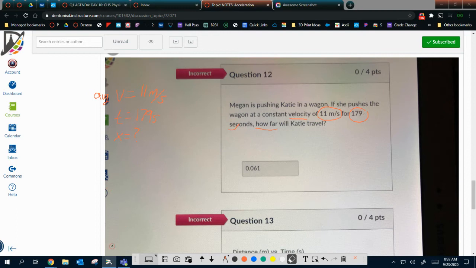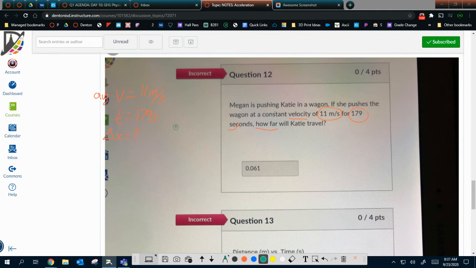Now it doesn't give us an initial here, so really we're just trying to figure out the change in displacement, final minus initial. We don't care where she started or where she ended. We just want to know how far she went in this time interval. So we pick an equation.